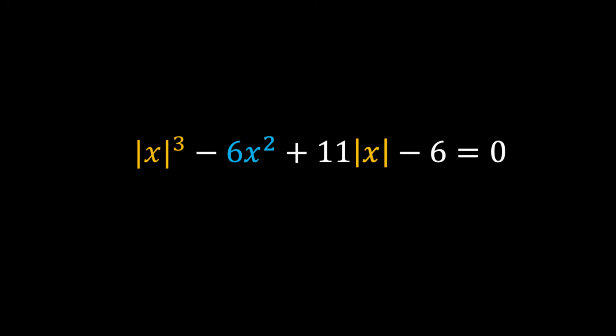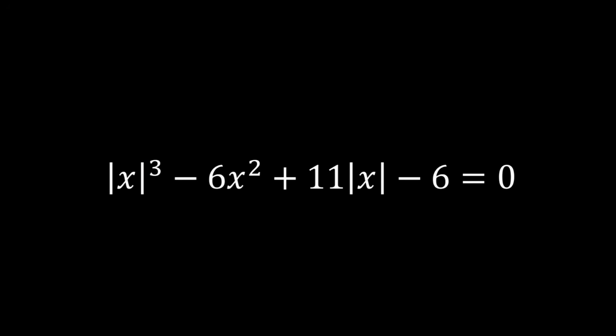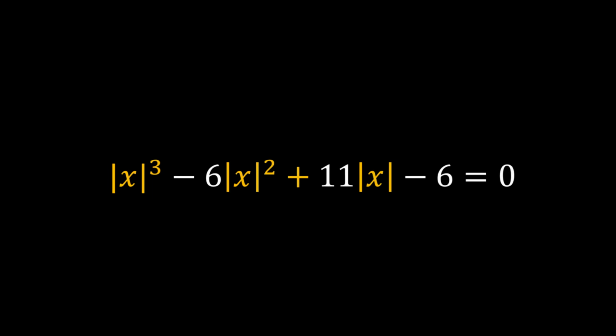Here's the key insight. For any real number x, x squared equals absolute x squared. Whether x is positive or negative, squaring it makes it positive. So we can safely replace x squared by absolute x squared without changing the value of the expression. Let's rewrite the equation using that idea. It becomes absolute x cubed minus 6 times absolute x squared plus 11 absolute x minus 6 equals 0. Now every term is a power of absolute x. That's exactly what we want.